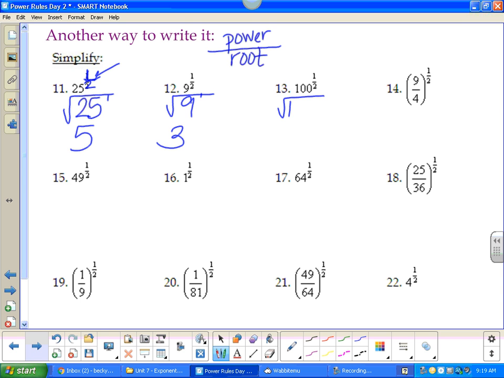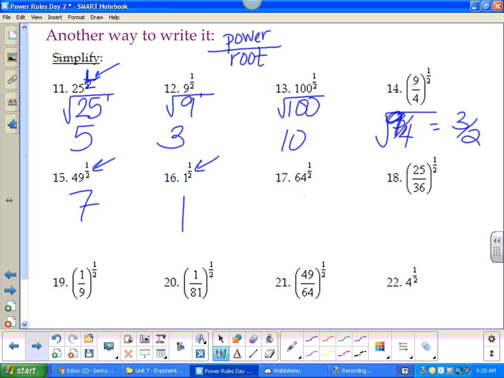This means the square root of 100, which is 10. This means the square root of 9 over 4, which is 3 over 2. Now, if you can figure these out without writing the square root, that's fine. So this means the square root of 49, which is 7. That means the square root of 1, which is 1. The square root of 64, which is 8. The square root of 25 over 36, which is 5 over 6.